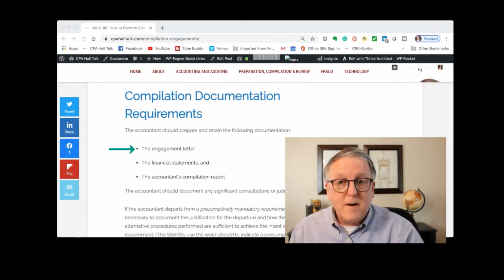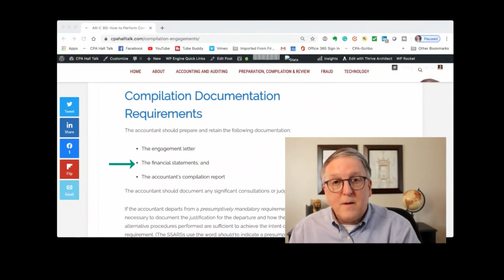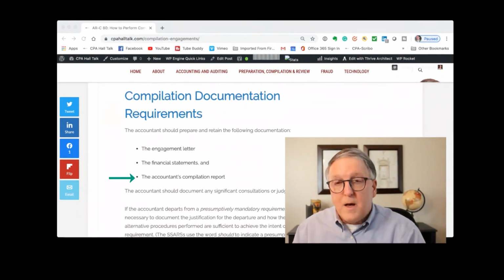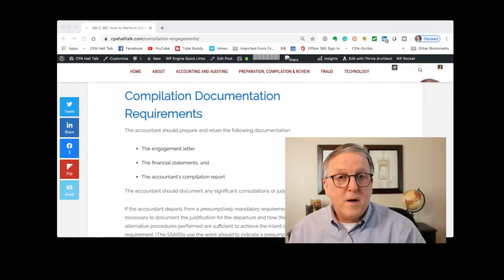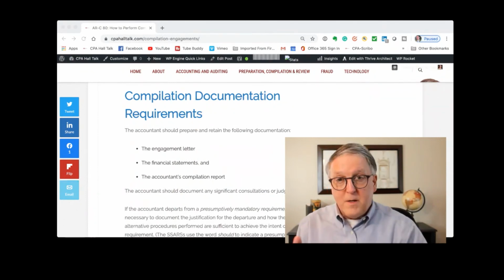One, you must have the engagement letter. That letter should be signed by your client and by you or your firm. Second, you need a copy of the financial statements that were given to your client. And third, a copy of the compilation report that was issued. Now, there would be other considerations in the file, such as independence documentation, but these are the primary minimum requirements under ARC 80.